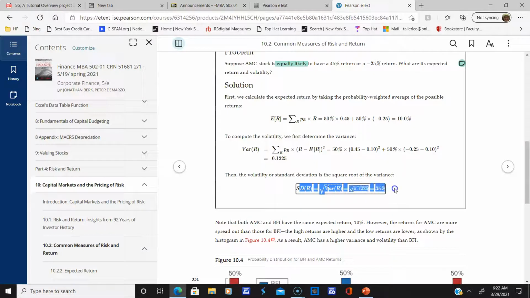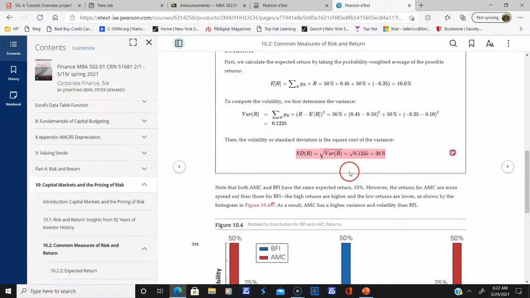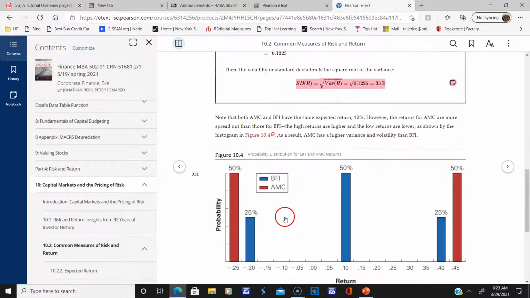Now, the higher the volatility or standard deviation, the riskier the stock. Note that both AMC and BFI have the same expected return. However, the returns for AMC are more spread out than those for BFI. The high returns are higher and the low returns are lower, as shown by the histogram here. So AMC has a higher variance. You can see that, right?